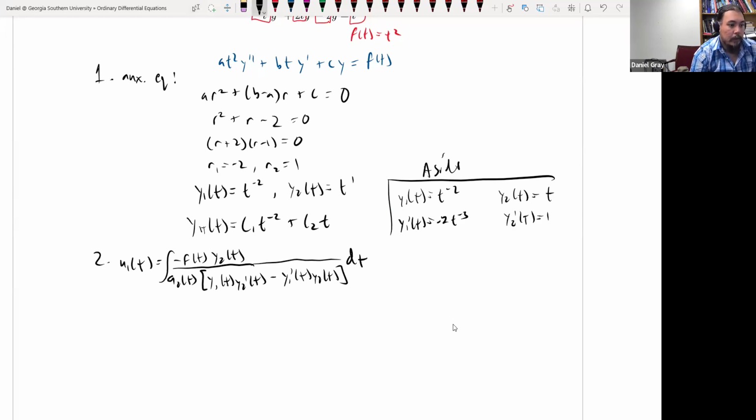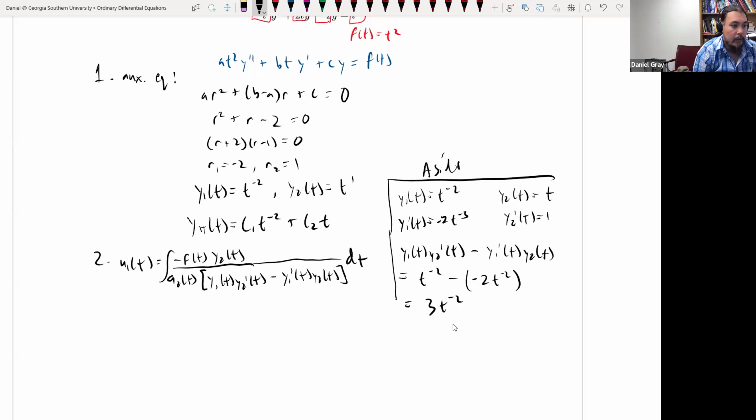Okay. So now I can go ahead and compute that denominator there. y1 times y2 prime. So y1 of t times y2 prime of t minus y1 prime of t times y2 of t is going to be equal to, let's see, t to the negative second times this, so that's just going to be t to the negative second. And then minus y1 prime, so that's negative 2 t to the negative third times t to the first power, which gives us a negative 2 t to the negative second power. So this is all going to come out to be equal to 3 t to the negative second power.